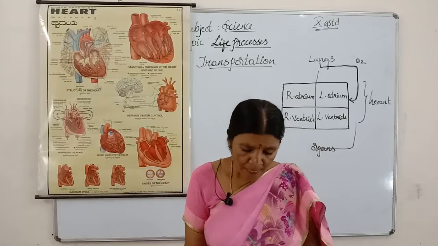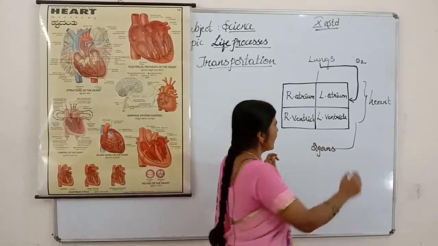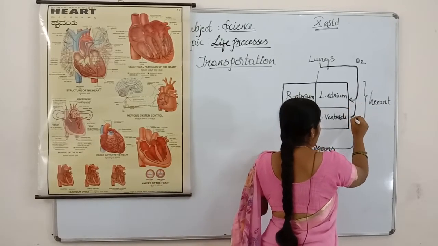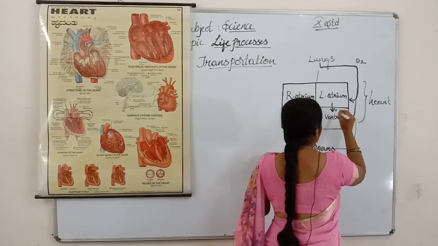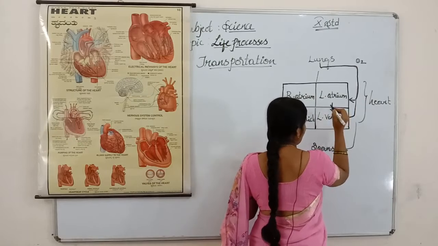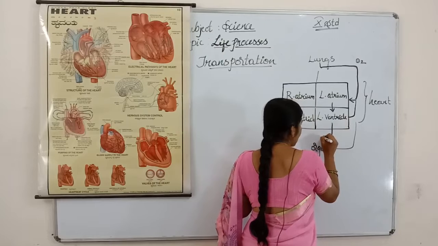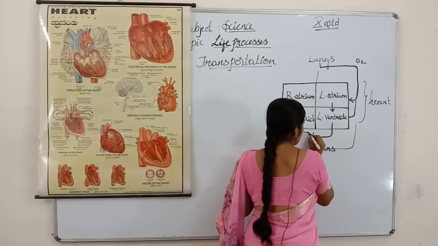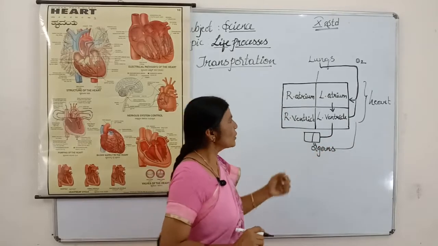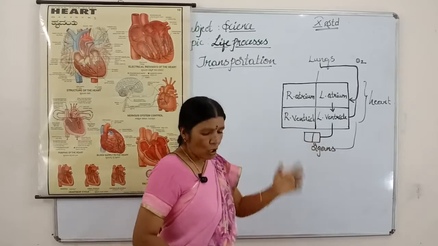Okay children, when it enters from the left atrium, the blood again enters the left ventricle. When the blood enters the left ventricle, it will come out of the left ventricle and reach a place called organs here. Organs means the entire body, to which it is going to supply the oxygen.